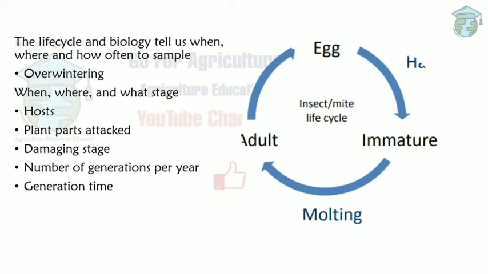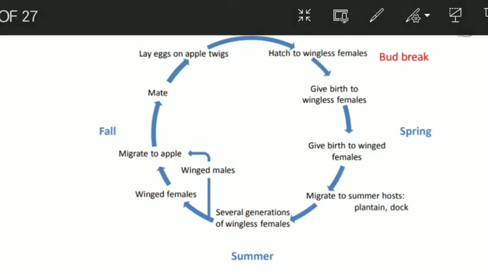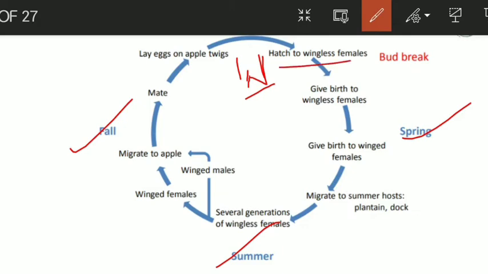Let me tell you with an example. This is the rosy apple aphid life cycle. In this we can see fall, spring, summer, and this is the winter. You can see that in the winter these insects hatch into wingless females, which then give birth to wingless females, which then give birth to winged females, and later they migrate to the summer host. This is the most important thing.